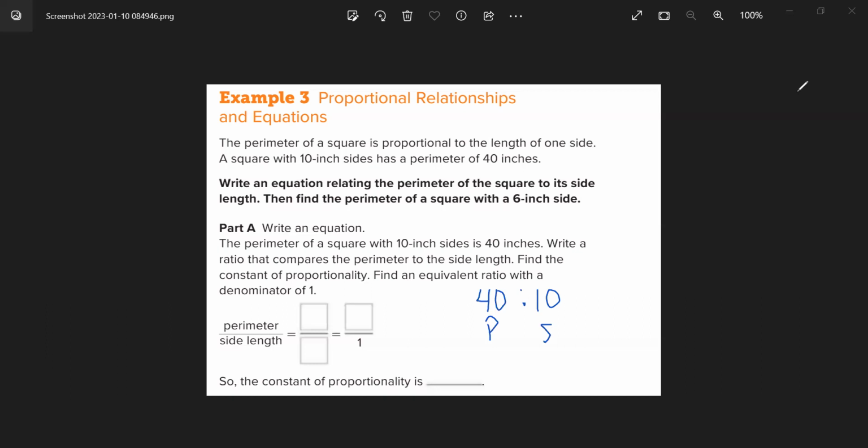Now we need to find the constant of proportionality. So what we need to do is make a division. If 40 is the total, we need to divide it by the side. 40 divided by 10 will get a 4. So the constant of proportionality is 4. Okay, good.